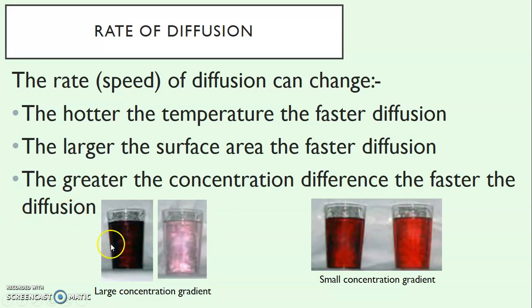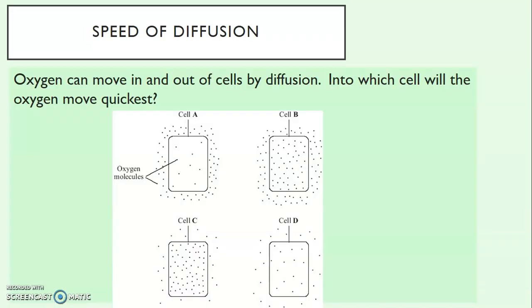So here, if you were to go from this one to this one, it's a large concentration gradient, so diffusion would happen quite quickly. Whereas this one, there is not much of a difference. This is still higher than this one here, but the rate of diffusion would be slower because it's a smaller concentration gradient. So diffusion is all about moving from high concentration to an area of lower concentration.